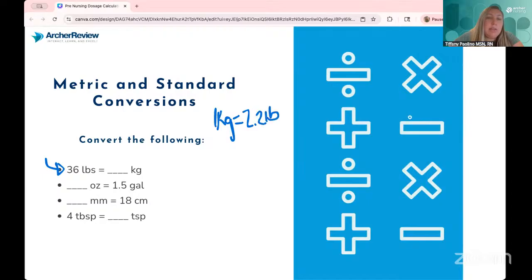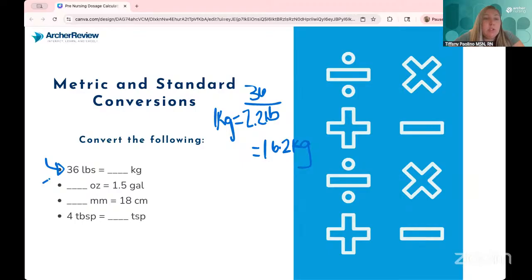So how am I going to do this? You're going to multiply or divide. Well, we are going to have to divide because we have pounds already. So we're going to divide 36 by 2.2. And our answer is 16. And we'll say we'll round to the nearest tenth, and that would be 16.2 kilograms. Okay, so that was our kilograms one.